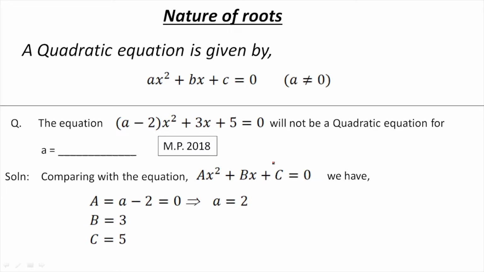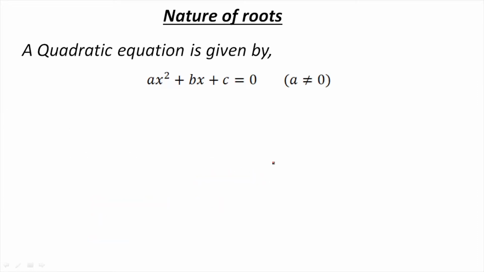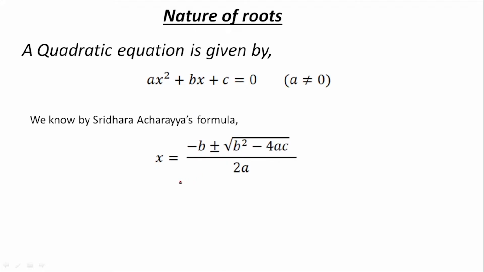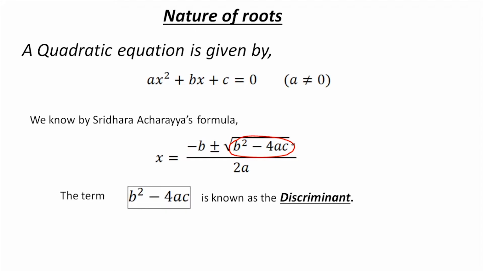Moving on, a quadratic equation is this. Now the roots given by Sridhar Acharya's formula will look something like this: x is minus b plus minus under root b square minus 4ac by 2a. This is Sridhar Acharya's formula. The term inside the square root, b square minus 4ac, is known as the discriminant. And why is this important here? It's because it helps us to see the nature of the roots.